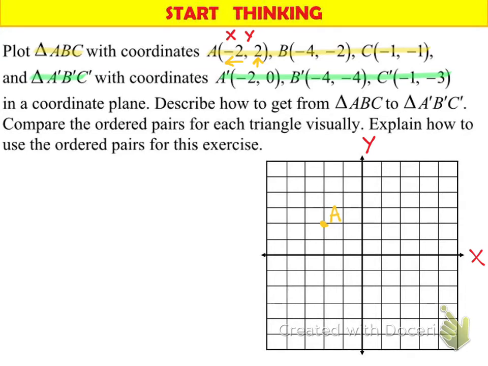B is -4, -2. So am I going to go left or right? Left, and then -2, I'm going to go down. So from the origin, -1, 2, 3, 4. And then down 1, 2. And again, name it B. Can you see my yellowish color? We're okay with it? And then C, we got -1, -1. So again, left and then down. To the left 1, down 1.